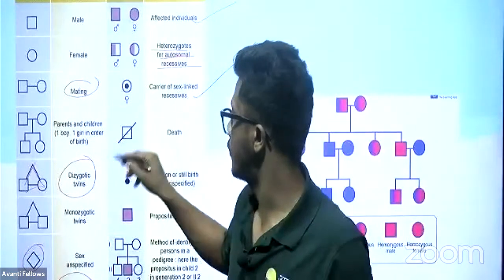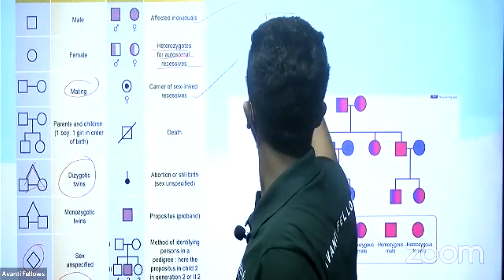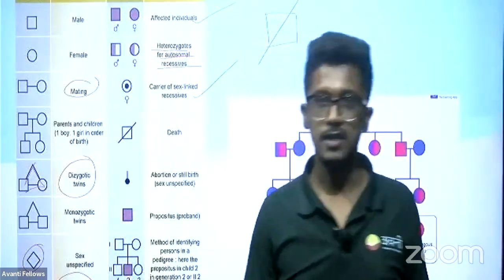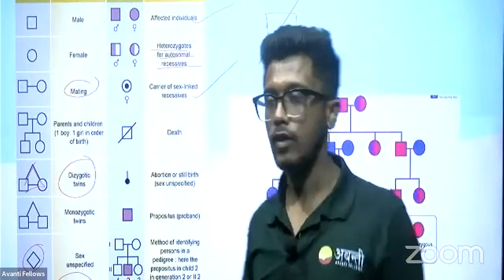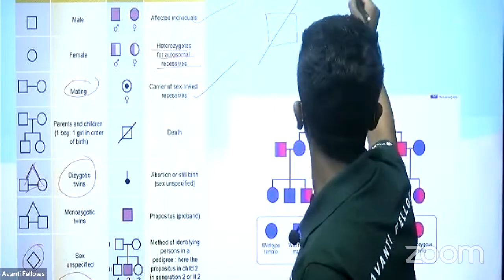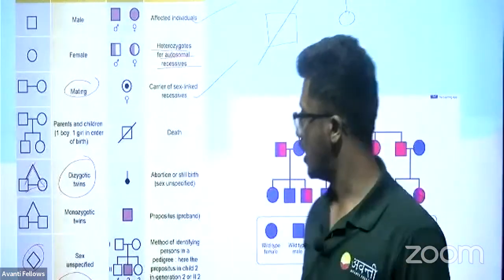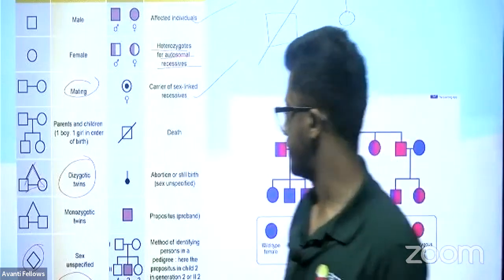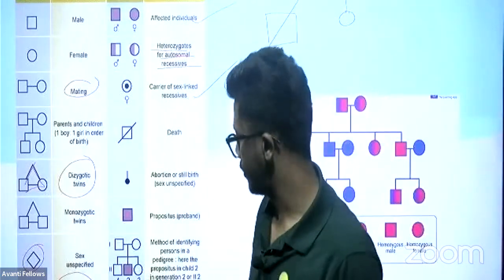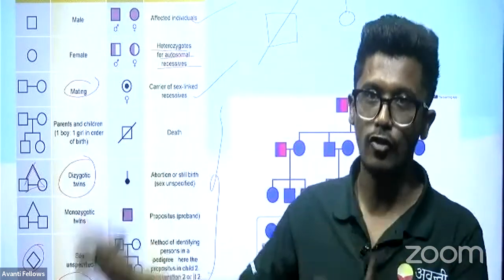Next one, if the baby is given in a square and the square is struck off, that means the baby died. The boy baby died or girl baby died. That means death. Next one, if you have a line and then a circle, that is called stillbirth or sex unspecified. Anyways, these are some of the symbols that we use for the representation of pedigree analysis.